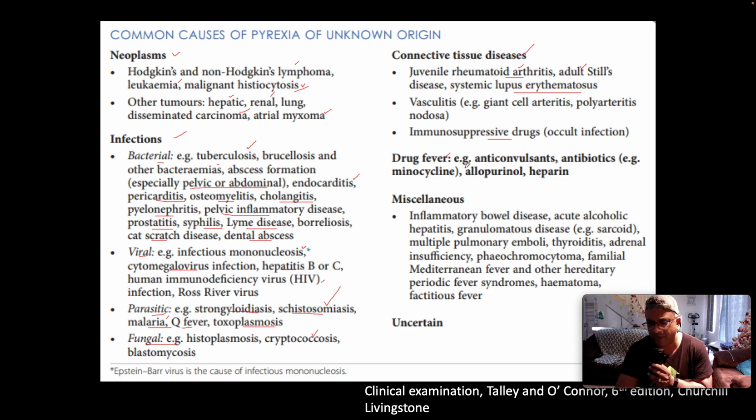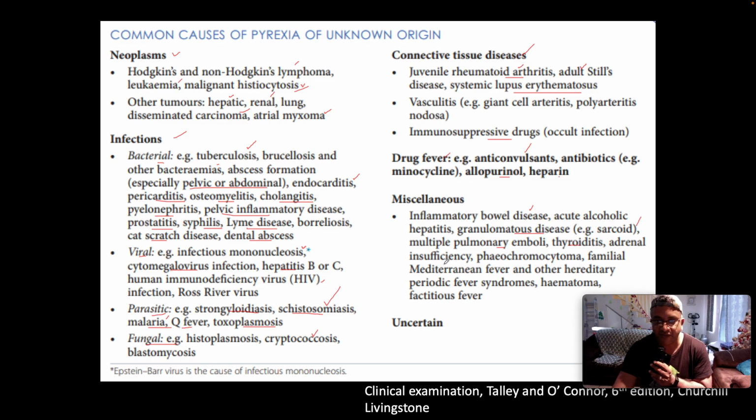Drug fever, probably one of the most overlooked causes of fever. Anticonvulsants, antibiotics, allopurinol, heparin, that's a classic example. But then miscellaneous, we have IBD, which is ulcerative colitis and Crohn's disease, acute alcoholic hepatitis, granulomatous disease in the way of sarcoidosis, multiple pulmonary emboli, especially in patients who have risk factors. So they have thrombogenic risk factors, a previous DVT, a malignancy going on, they're a smoker, they're taking oral contraceptive pills, etc.